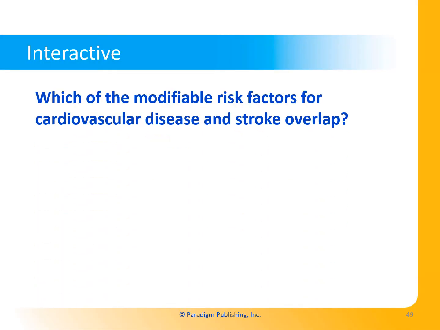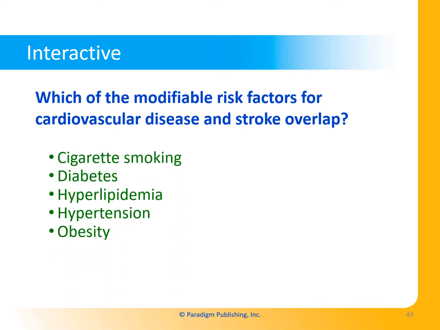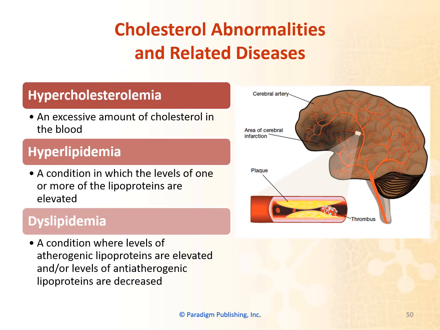Which of the modifiable risk factors for cardiovascular disease and stroke overlap? Cigarette smoking, diabetes, hyperlipidemia, hypertension, and obesity. Cholesterol abnormalities and related diseases. So you have hypercholesterolemia, which is an excessive amount of cholesterol in the blood. Hyperlipidemia is a condition in which the levels of one or more of the lipoproteins are elevated. And dyslipidemia is a condition where levels of atherogenic lipoproteins are elevated and/or levels of anti-atherogenic lipoproteins are decreased.